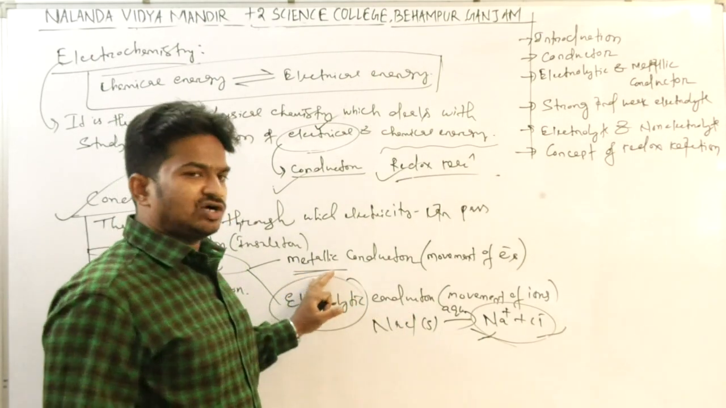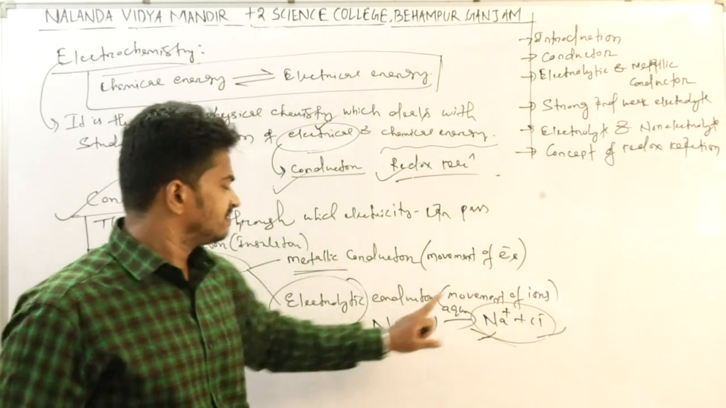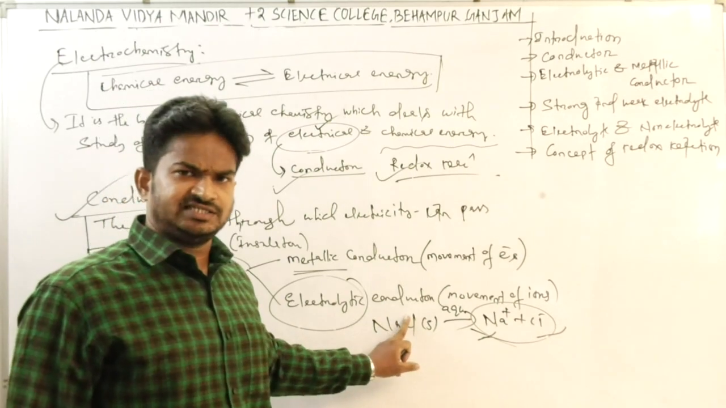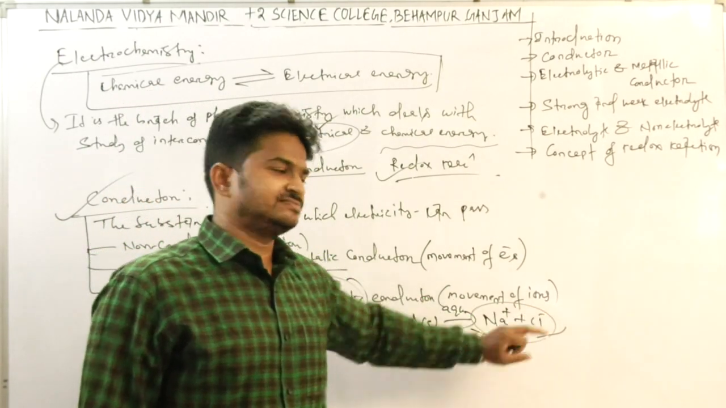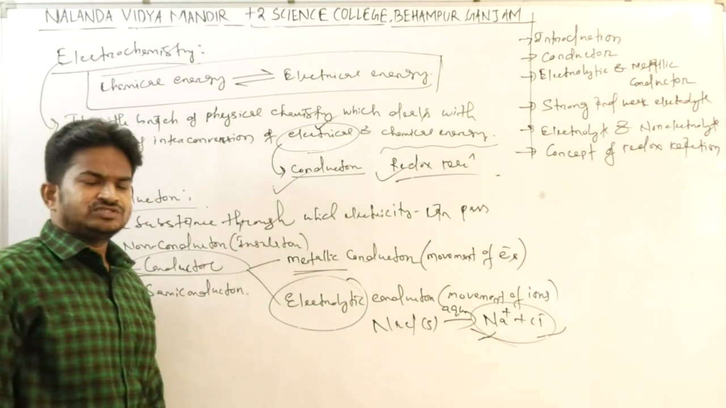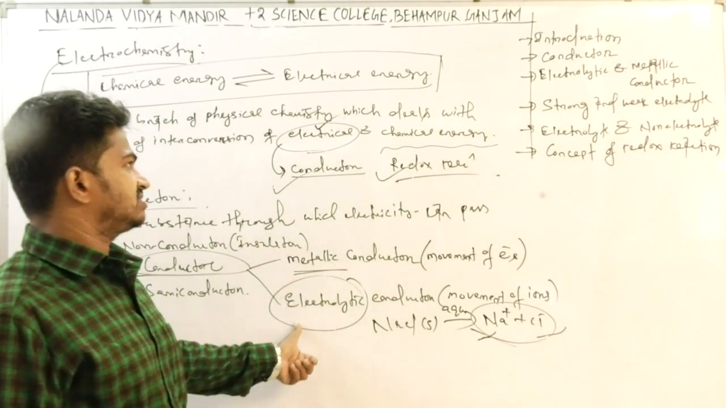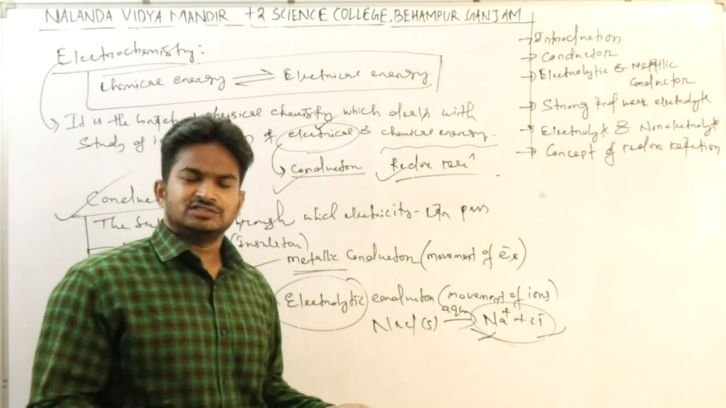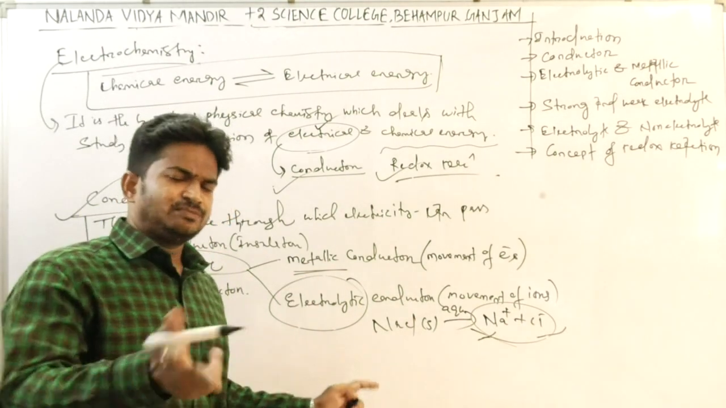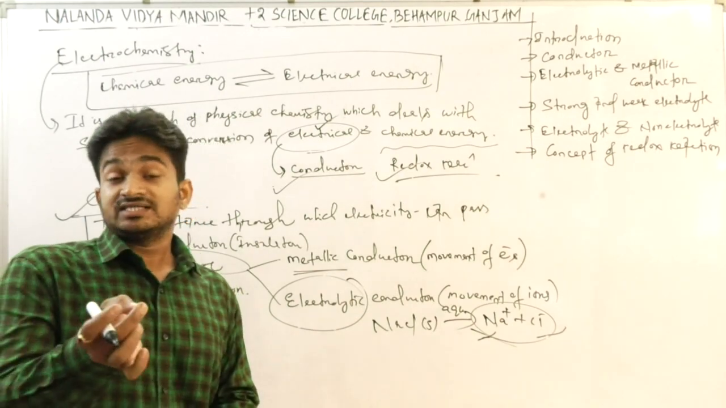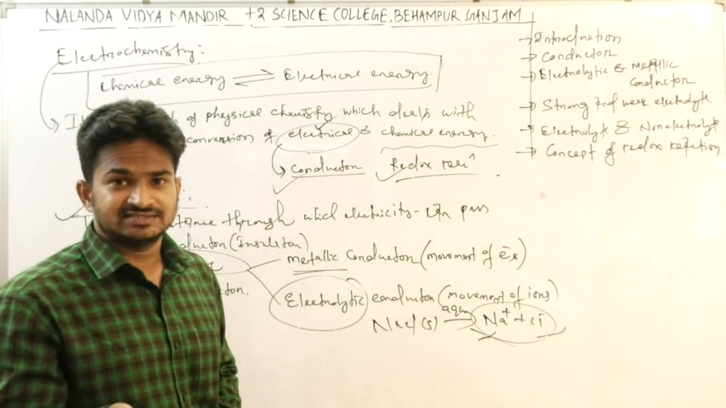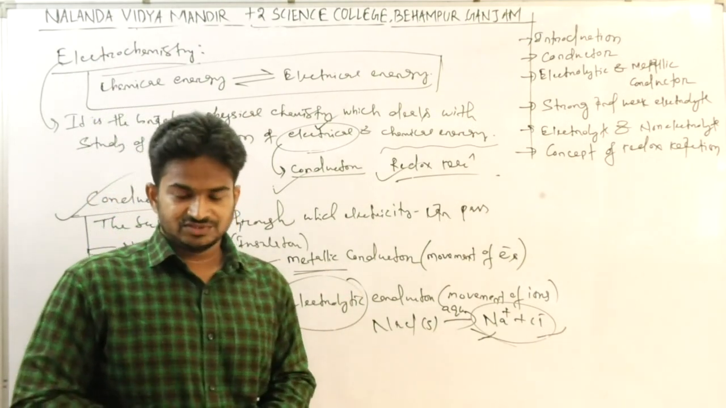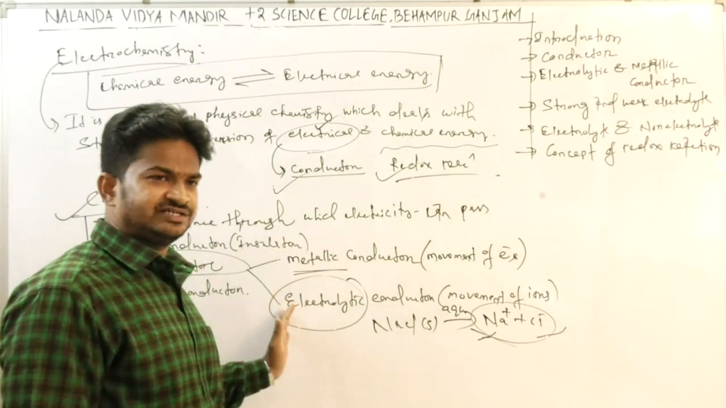So metals conduct electricity through the movement of electrons, whereas electrolytic solutions conduct electricity through the movement of ions. Now move on to the difference between metallic conductors and electrolytic conductors. Both metals and electrolytes conduct electricity, but what are the differences between them? We are going to deal with that. So my dear students, shall I proceed?